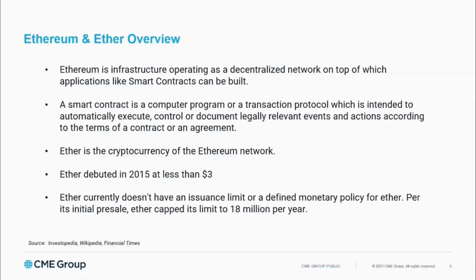Going into it: Ethereum and Ether overview. What is Ethereum? Ethereum is basically an infrastructure operating as a decentralized network on top of which applications can be built. Specifically, applications like smart contracts are built on Ethereum. A smart contract is a computer program or a transaction protocol that's intended to execute, control, or document legally relevant events and actions according to the terms of a contract or an agreement.